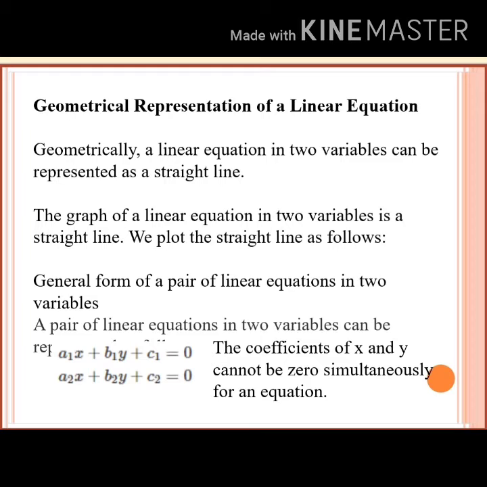Now let us take the geometrical representation of a pair of linear equations in two variables. A pair of linear equations in two variables can be represented as a1x plus b1y plus c1 equals 0, a2x plus b2y plus c2 equals 0. The coefficients of x and y cannot be 0 simultaneously for an equation.